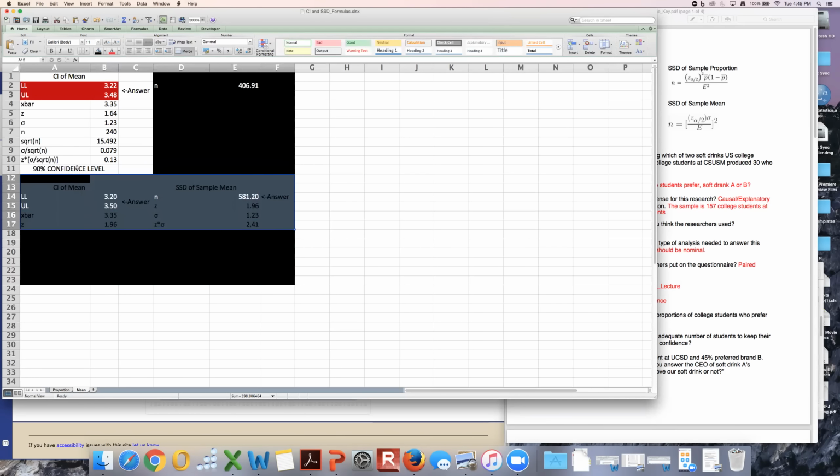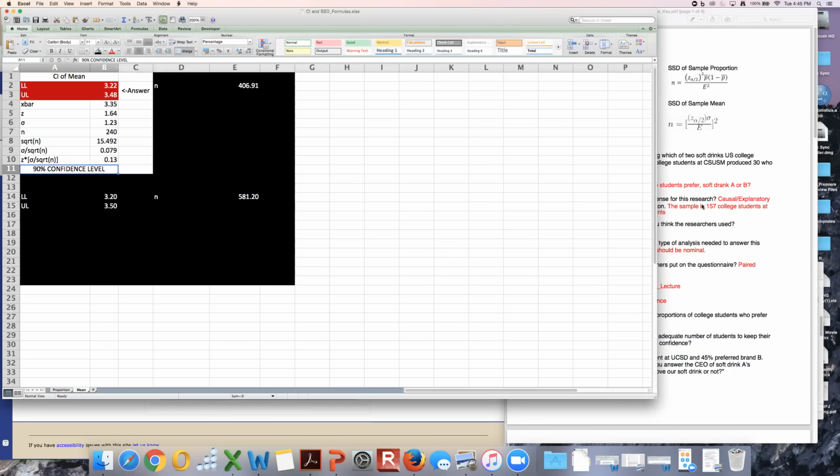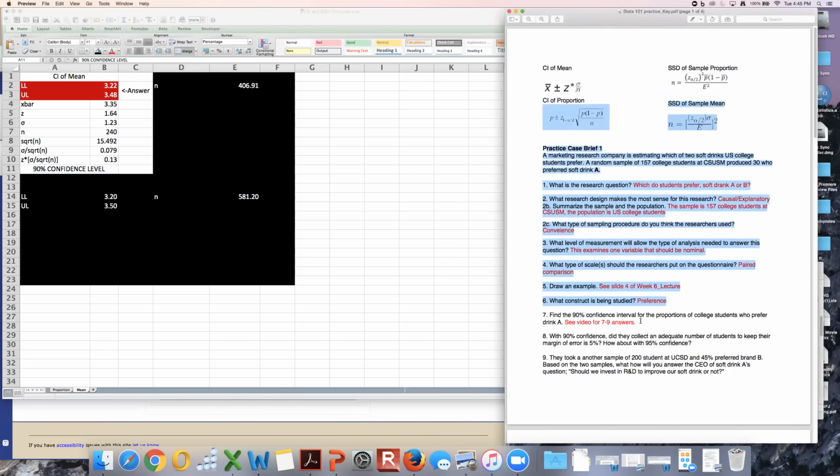So I know now that I'm going to calculate a 90% confidence interval, because when we read through this whole practice brief, it basically said find a confidence interval for the proportion of college students who do prefer drink A. So up here we have in these columns the confidence interval of a proportion equation. P is the proportion. So if 30 out of 157 preferred soft drink A, what proportion is that? Okay.